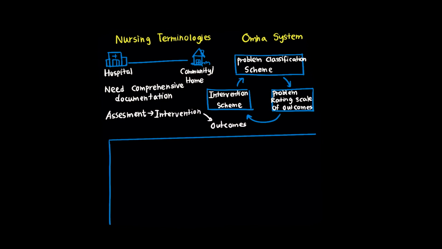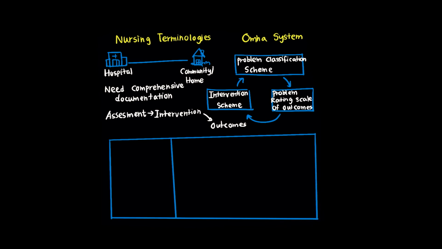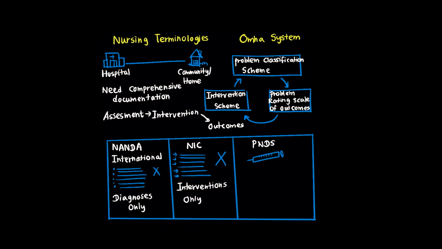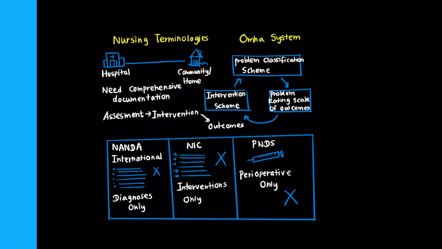NANDA International focuses specifically on nursing diagnoses. The nursing interventions classification focuses on interventions only. The perioperative nursing dataset is specialized for surgical settings, not community health. But the Omaha system provides that comprehensive problem intervention outcome framework specifically designed for documenting care across community and public health settings.